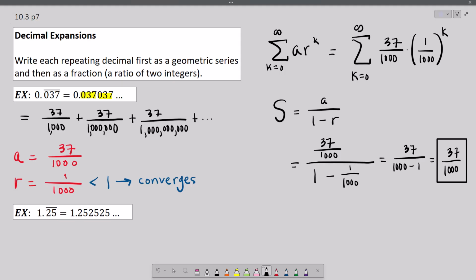rational number. Shouldn't that be 999? Yeah, subtracting 1. Come on, James. Jeez. There we go.